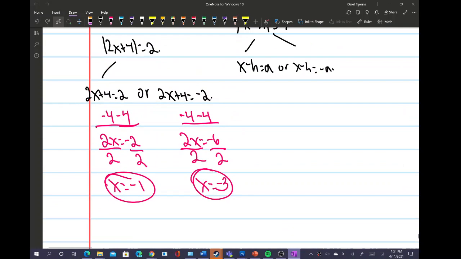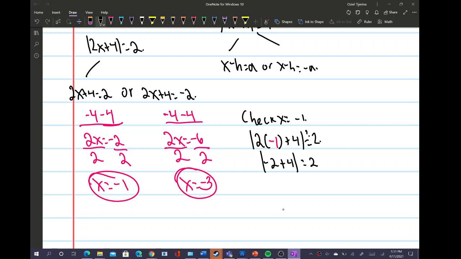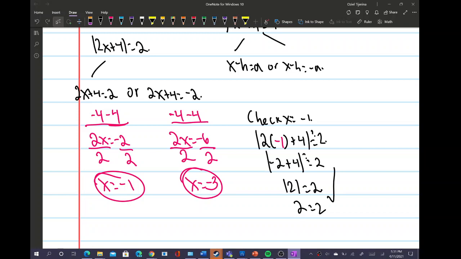So then you check them, right? Check x equals negative 1. So then you have the absolute value of 2 times negative 1 plus 4. Is this equal to 2? You do negative 2 plus 4, the absolute value. Is this equal to 2? And then you say the absolute value of 2 equals 2. 2 equals 2, so you're good. So x equals negative 1 is a solution.